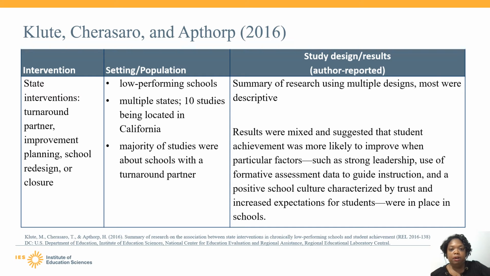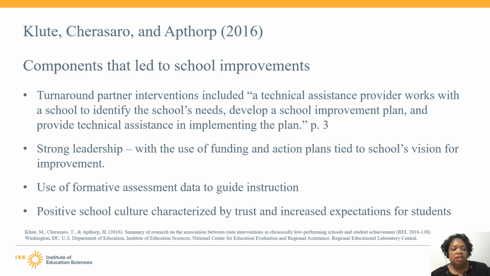The article included 25 articles, 10 of which were located in California, and the majority of the studies were about schools with a turnaround partner. The authors described the components that led to school improvements. Turnaround partner interventions included a technical assistance provider that worked with the school to identify the school's needs, develop a school improvement plan, and provide technical assistance in implementing the plan. Other components that led to school improvement included strong leadership with the use of funding and action plans tied to the school's vision for improvement.